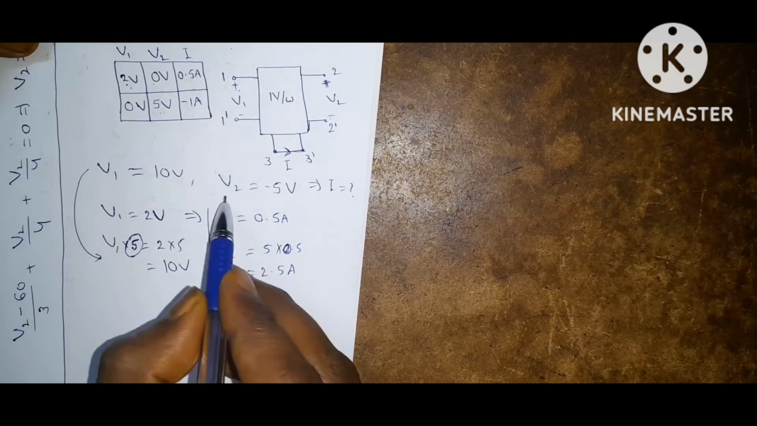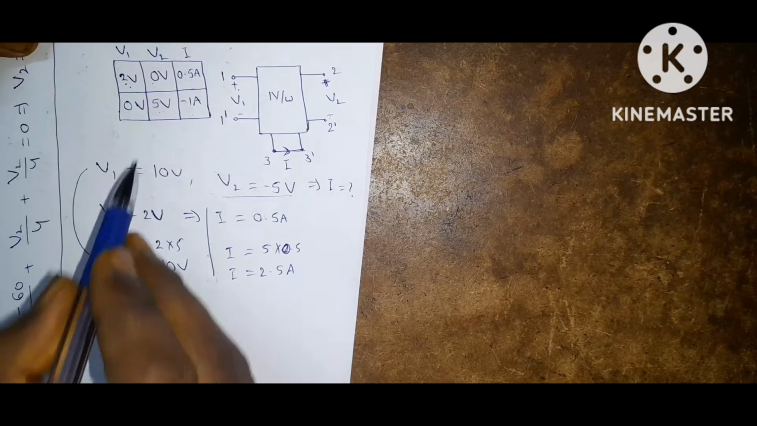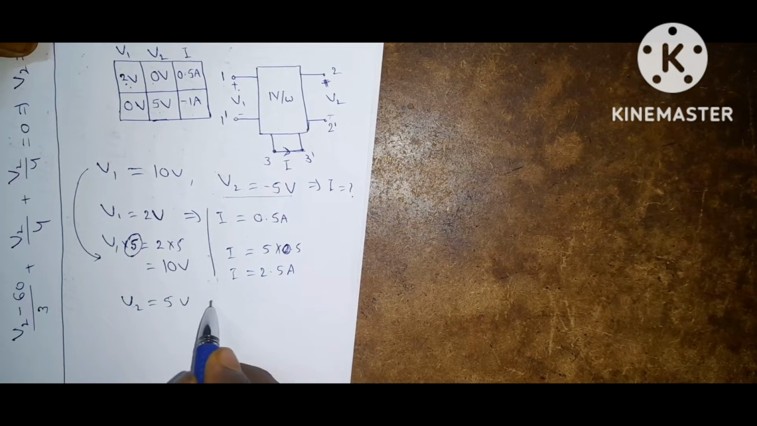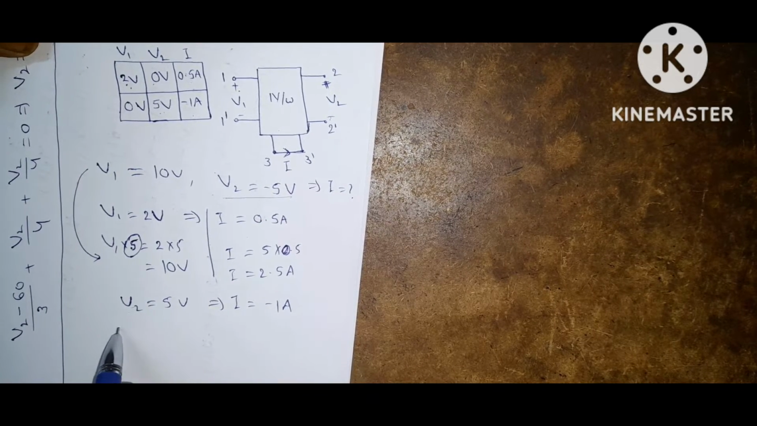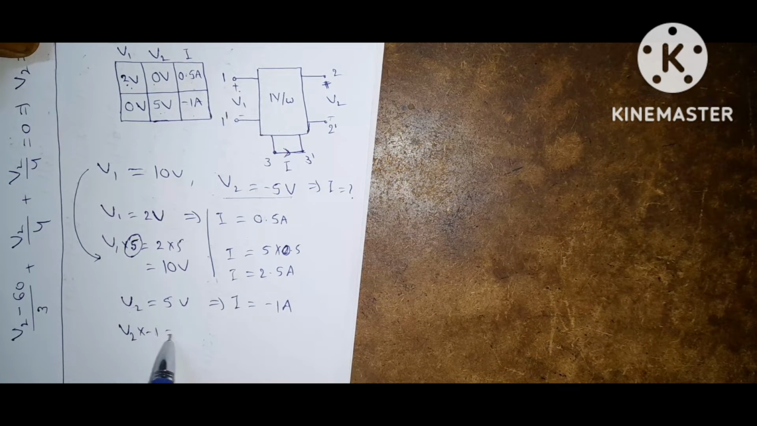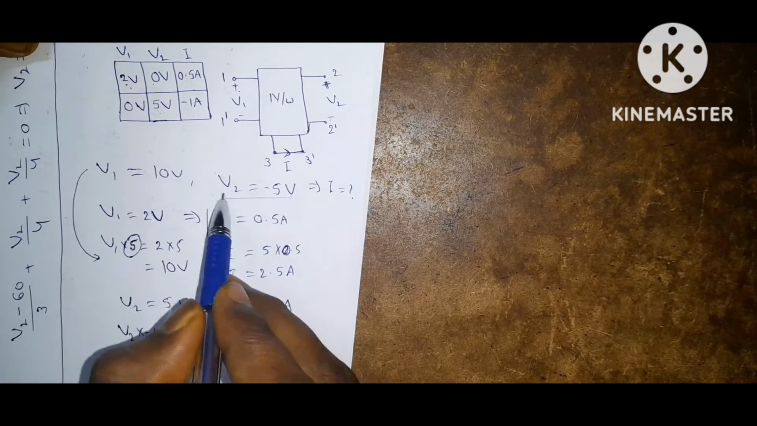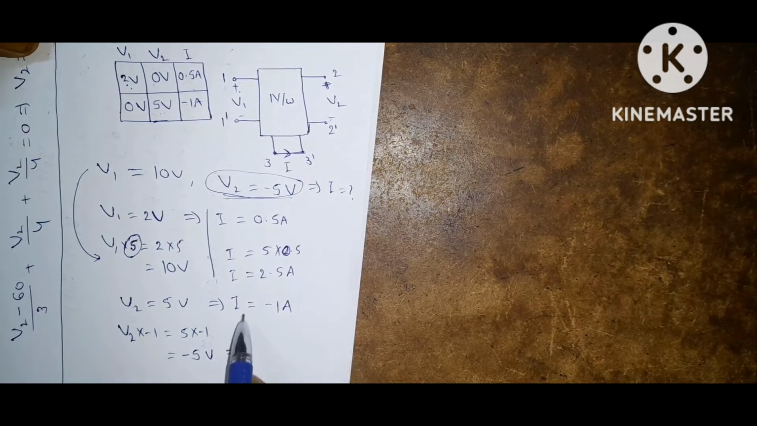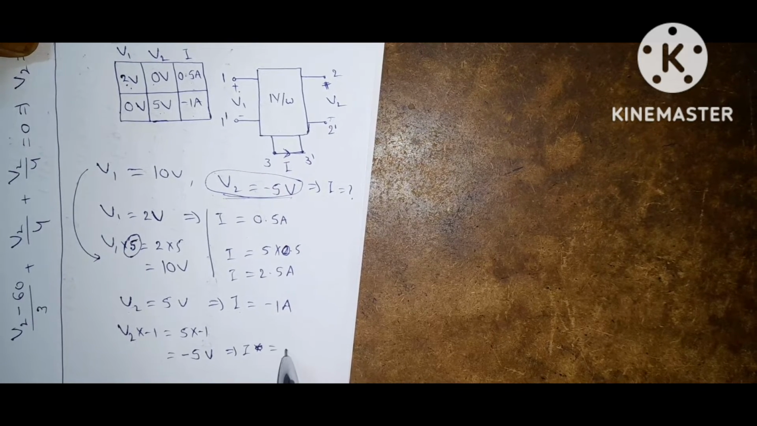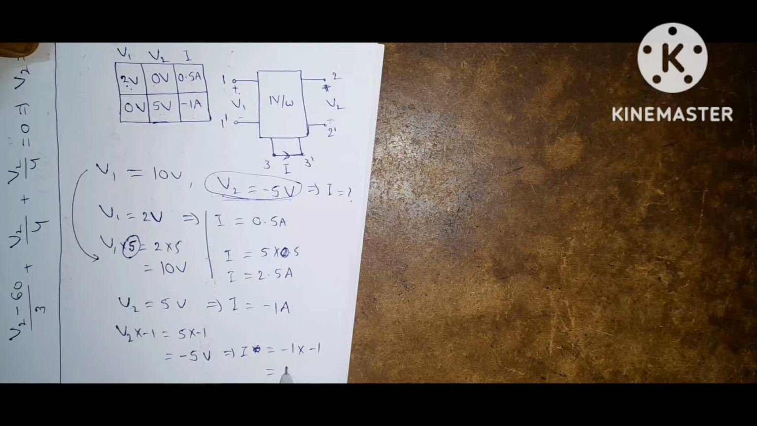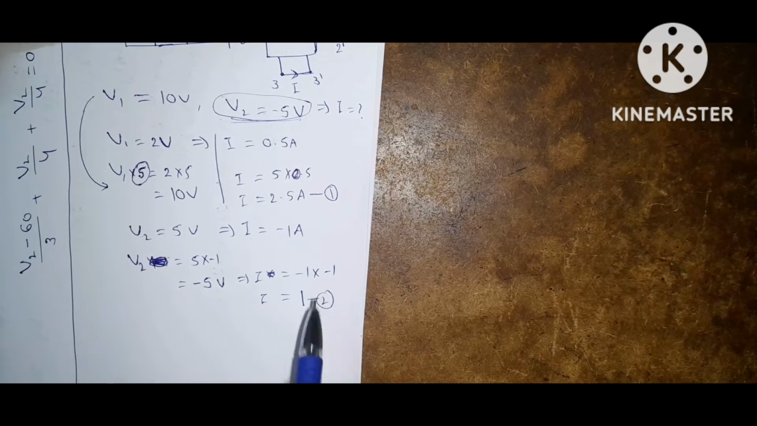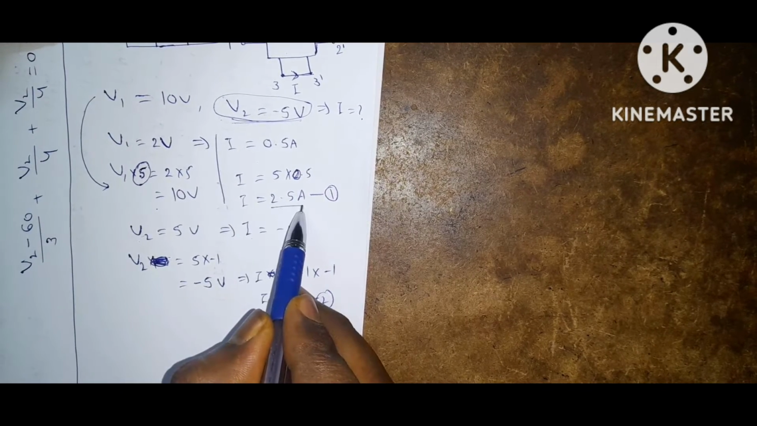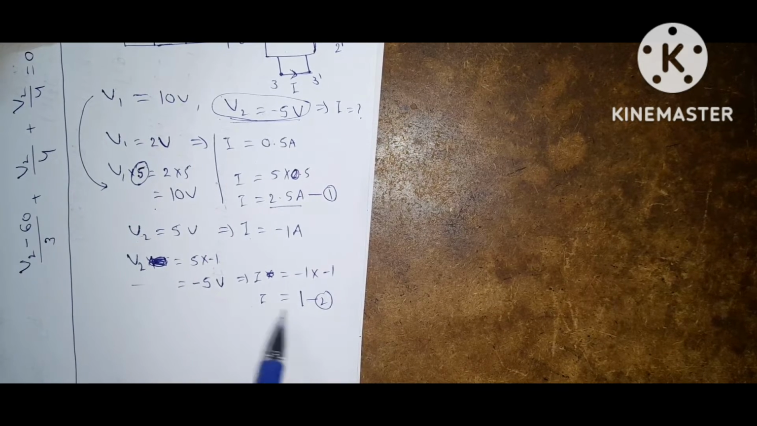Now consider this. From this data, if V2 is equal to 5 volts, what is I? I is equal to minus 1 amps. If this V2 is multiplied by minus 1, V2 into minus 1 is equal to 5 into minus 1, you will get minus 5. If V2 is minus 5, I must be multiplied with minus 1. So I is equal to minus 1 into minus 1, you will get plus 1. If V1 acting alone, you will get 2.5 amps. If V2 acting alone, you will get I is equal to 1 amp.